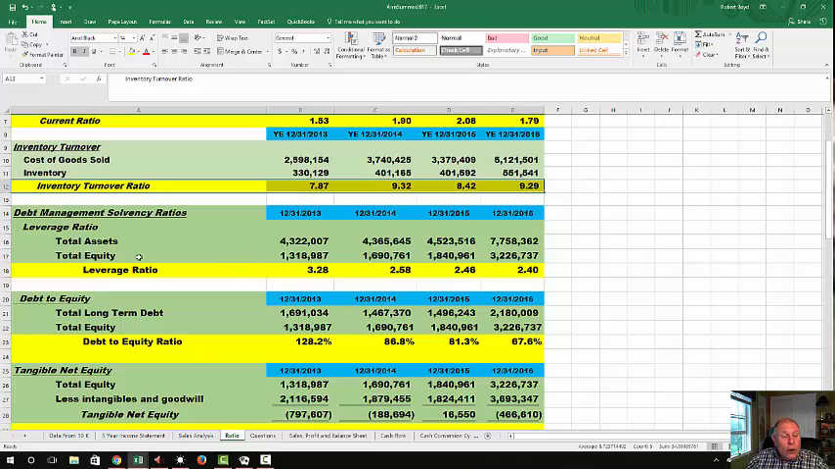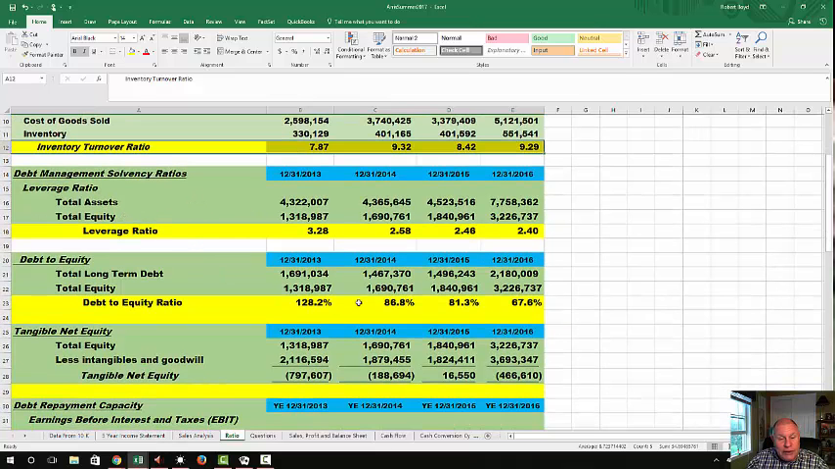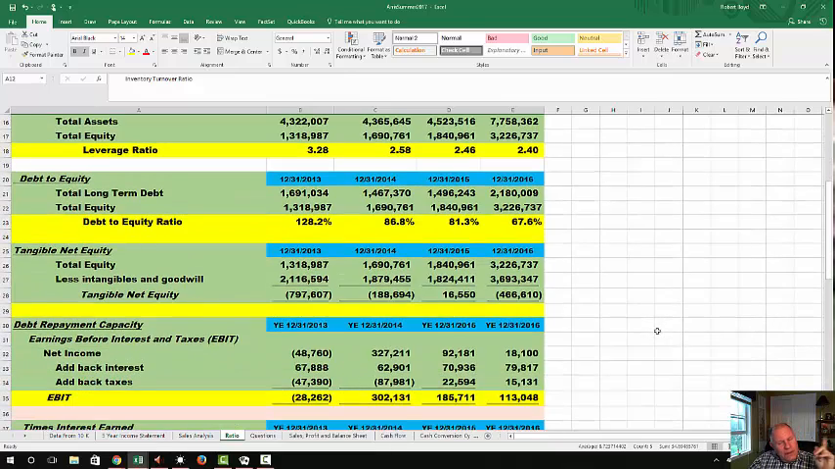We can see that over the time, when we look at the debt to equity, we can see over the past 4 years that the leverage ratio has come down. They were much more leveraged back in 2013, and now they've dropped. So we're looking at a trend here to see what's meaningful.